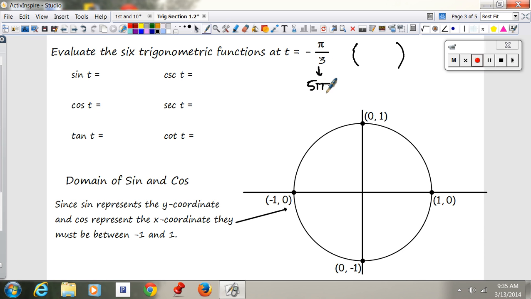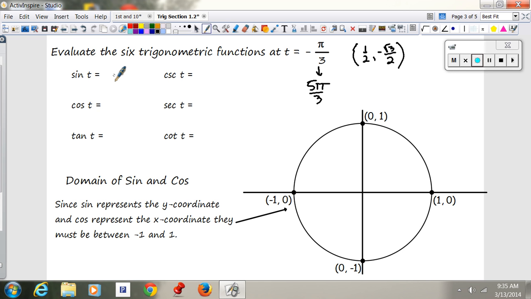5 pi over 3. If you look at 5 pi over 3, which would be down in this area, that's just like you went down negative 1 pi over 3. Because if I added 6 pi over 3 to this, to one circle, my coterminal angle would be 5 pi over 3. What's the coordinate that gets me there? 1/2, comma, negative radical 3 over 2.